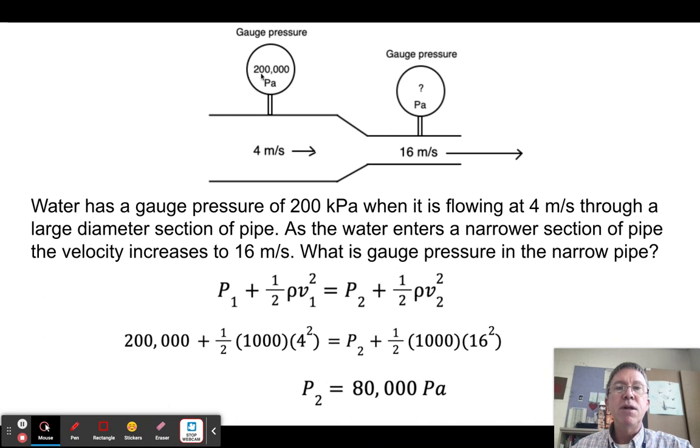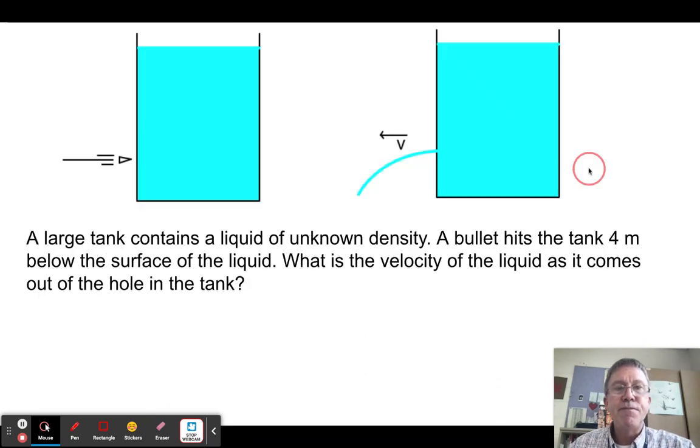So I went from 200,000 to 80,000, which makes sense because as the velocity increased, the pressure had to go down. So basically, think of it this way: what provided the work to speed this up? It was the pressure energy. So the pressure energy here did the work speeding this up, so it has less pressure energy.